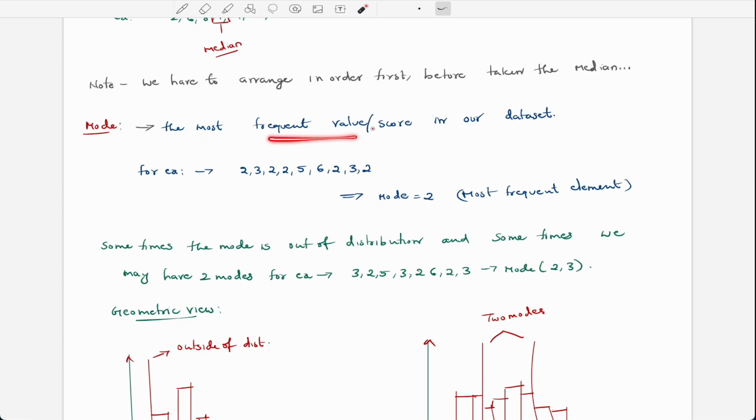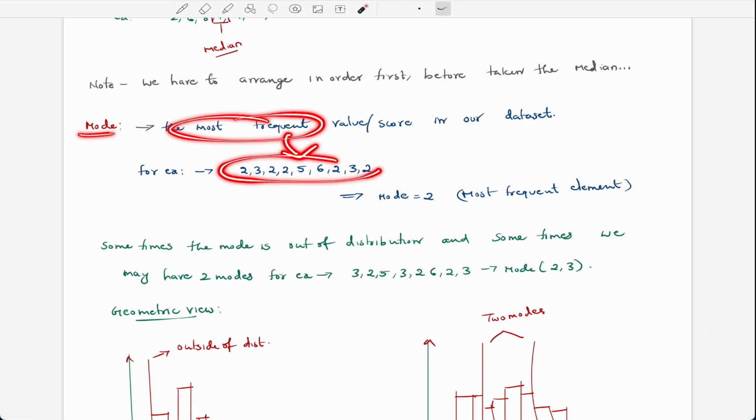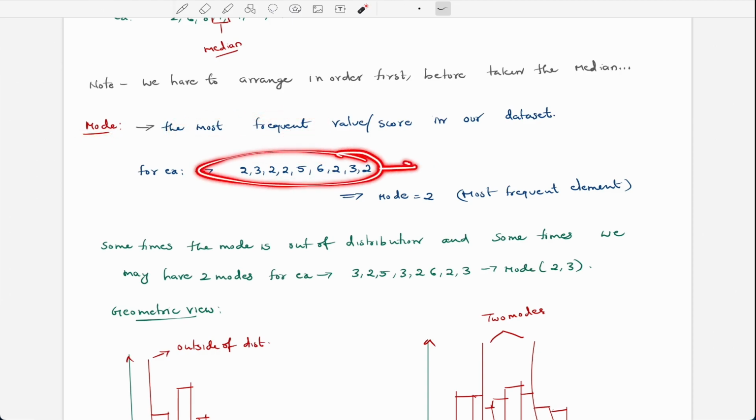The most frequent value or score in a data set. So the mode means the most used number here in the data set. In this example we are dealing with numbers, right? So the mode is the most frequent value which you are seeing in this data set. I hope you're understanding.